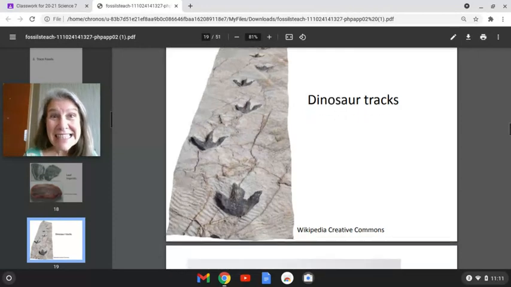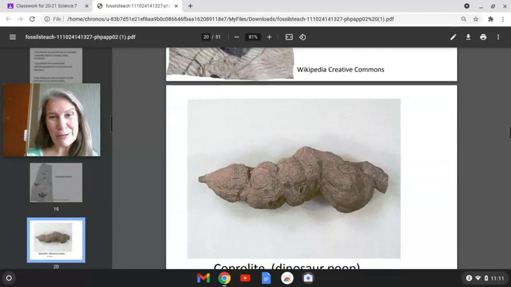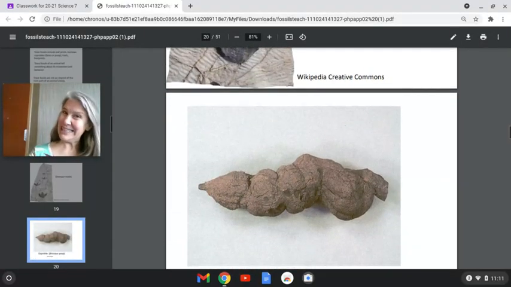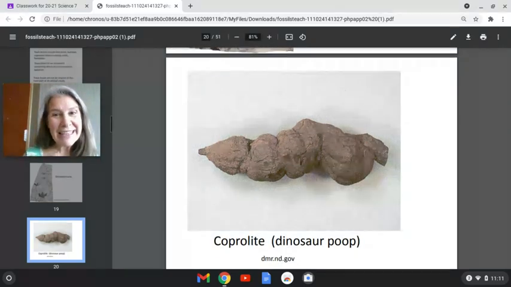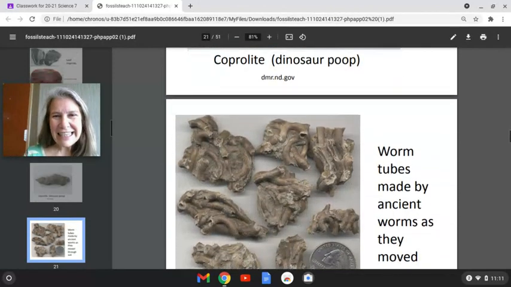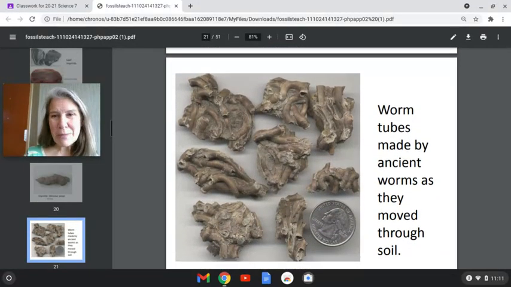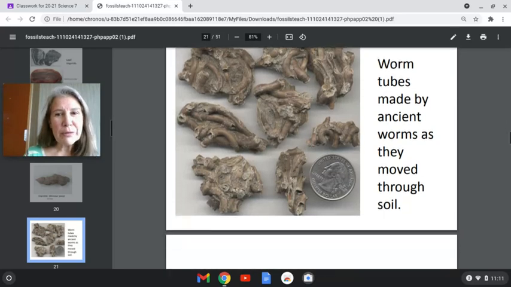I have been and seen dinosaur tracks in the rocks. It's so cool. And you guys remember this one? You got to hold this one. The coprolite looked almost exactly like that picture, right? These are worm tubes that were made by worms as they burrowed through the soil.